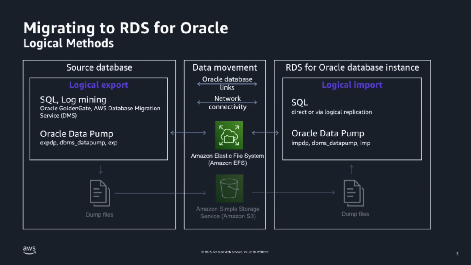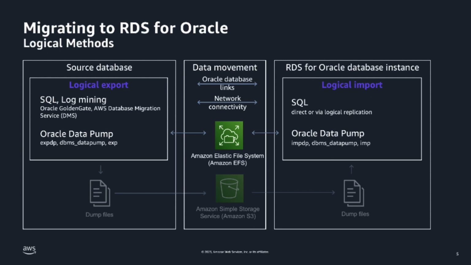Amazon Elastic File System, EFS, can be used instead of S3 to avoid copying of dump files between local storage and S3 for both source and target before importing the dump. On source database, Data Pump can directly create export dump files on mounted EFS file system, and those dump files can be directly imported from that EFS file system in RDS Oracle instance using EFS integration option. You can watch our video on how to enable EFS integration for RDS for Oracle instance. We will provide a link for that video in the description section.